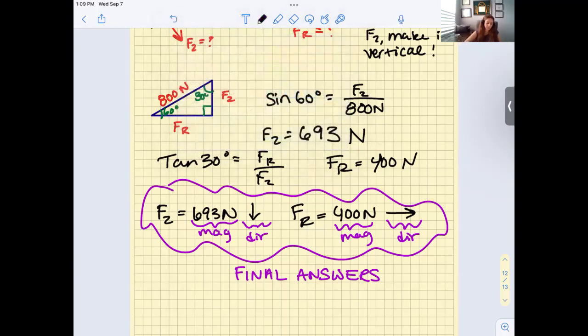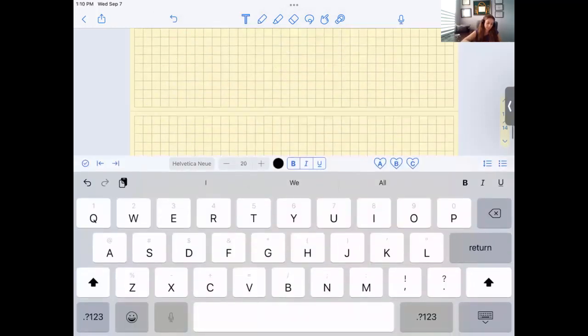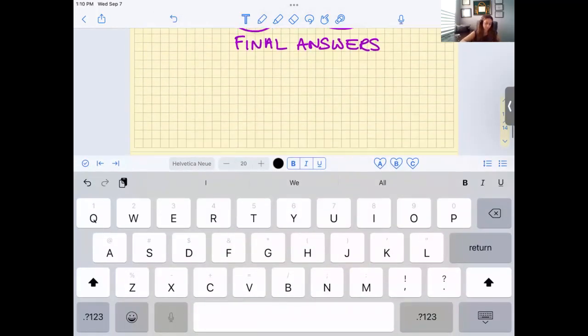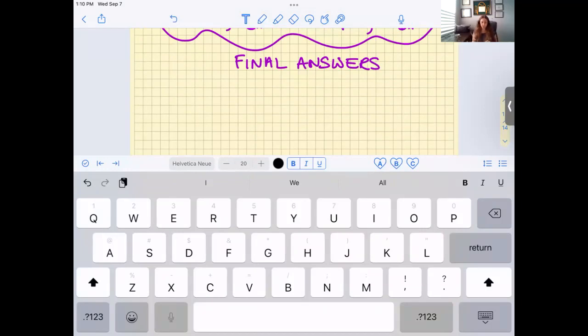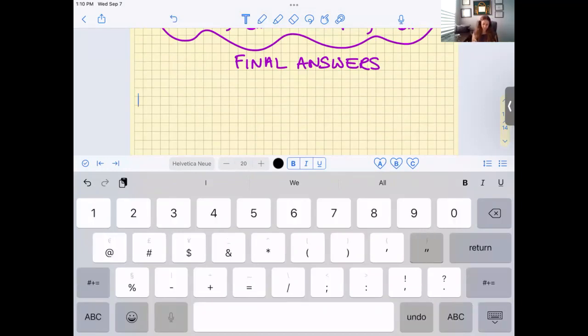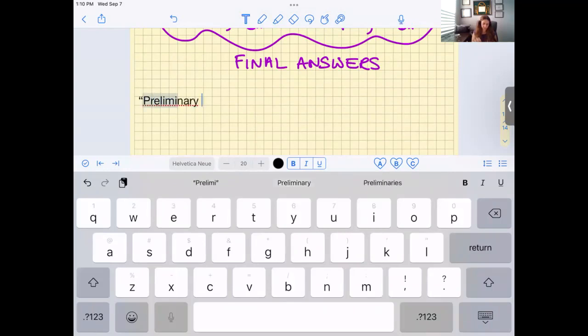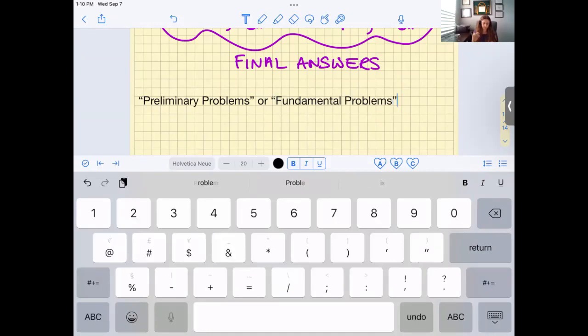So I would say to remind yourself to take a look at those preliminary problems in the book. It'll help you study and it'll help you be prepared to even just do the homework. And after that, there are even ones called fundamental problems. These are the fundamentals. You better be able to do this before you do the homework. Take a look at those and practice those on your own.